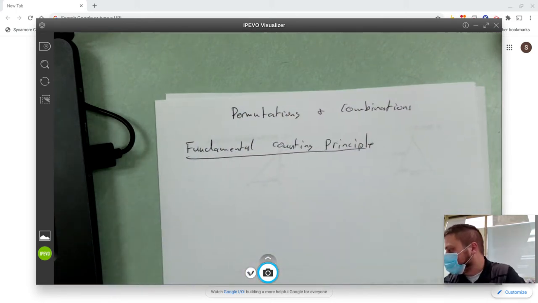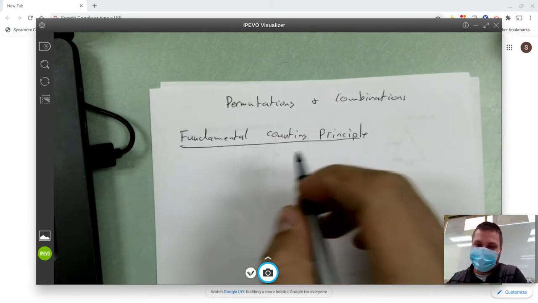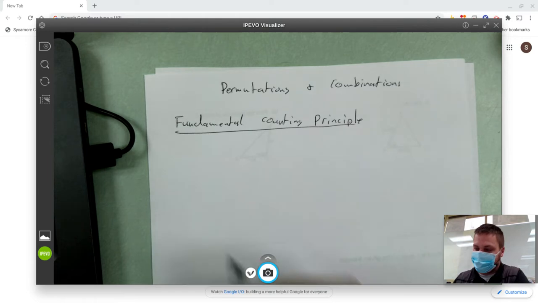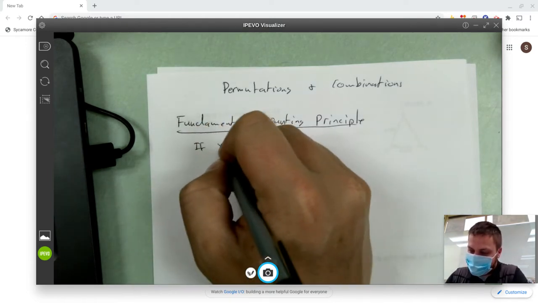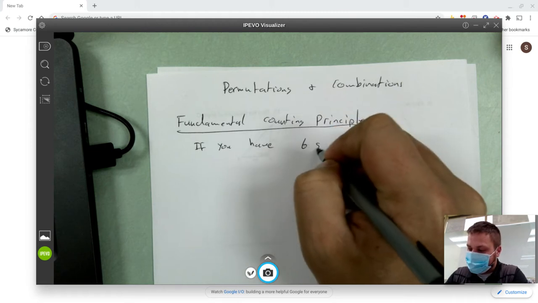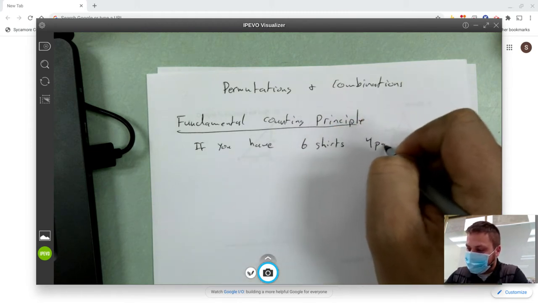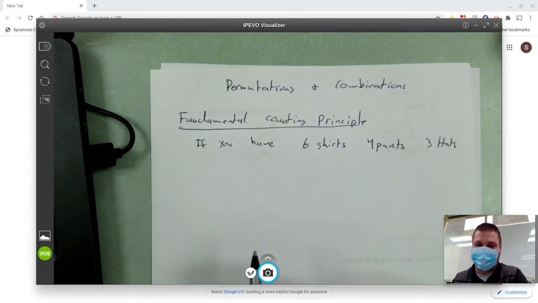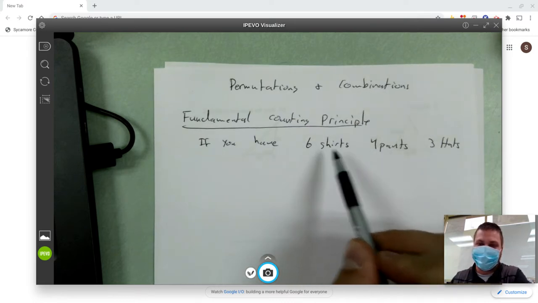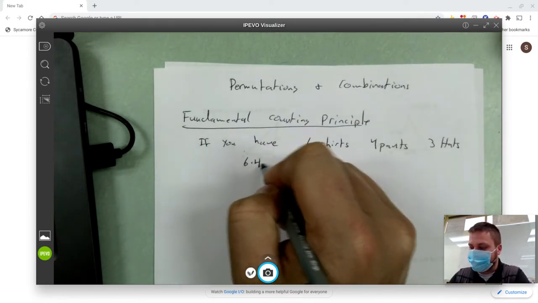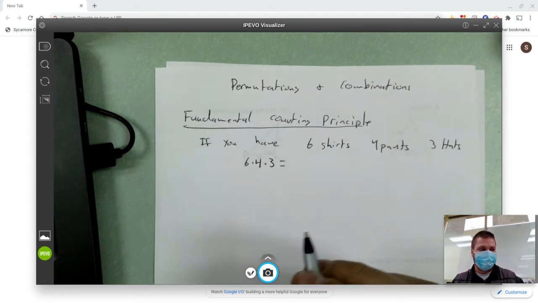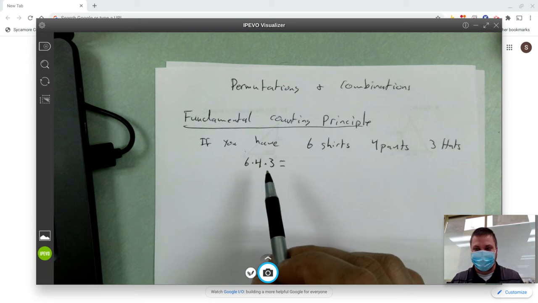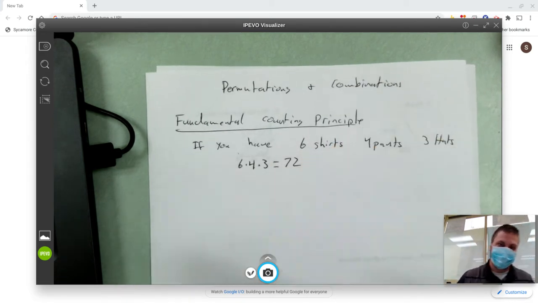Okay, the fundamental counting principle says this is basically when you have different options. I'll give you an example. It's hard to word this without giving you examples. If you have, let's say, 6 shirts, 4 pants, and 3 hats, and you want to know how many possible outfit combinations you have, the fundamental counting principle says you multiply all your options together. So 6 times 4 times 3 is, let's see, 24 times 3, that's 72 different outfits.